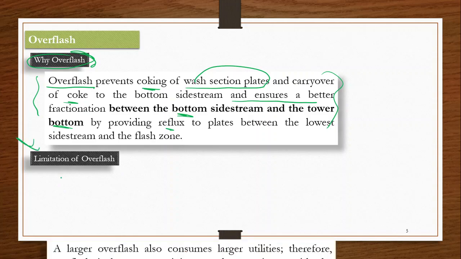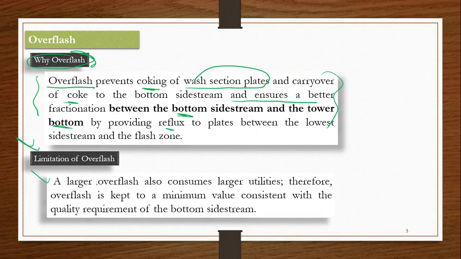Limitations of the overflash. What is the limitation? A larger overflash also consumes large utilities. Therefore, overflash is kept to the minimum value consistent with the quality requirement of the bottom side stream. So we cannot go for an unlimited value of the overflash. Overflash is desirable. If you increase the value of overflash, obviously the quality of the product will be improved. But you cannot increase it much more because that requires a larger amount of utilities. That's why we have an optimum value of the overflash.